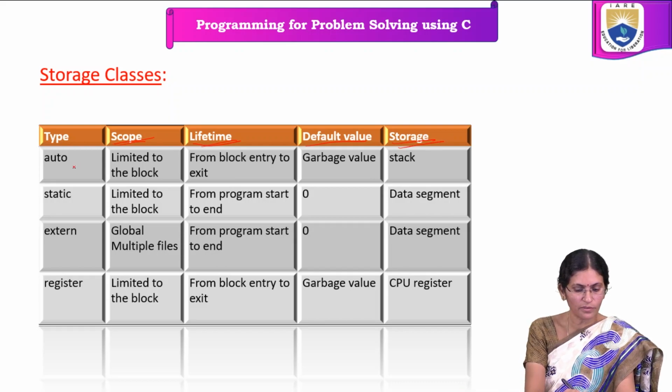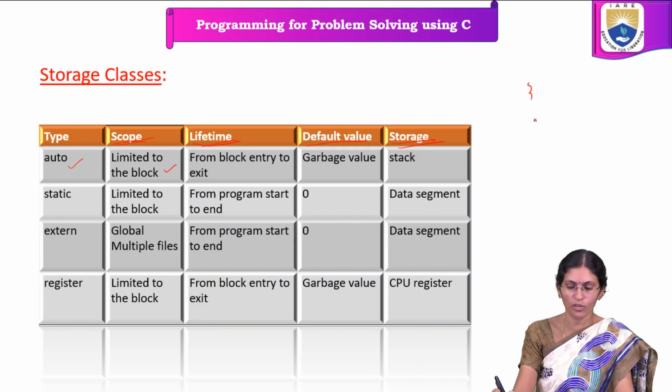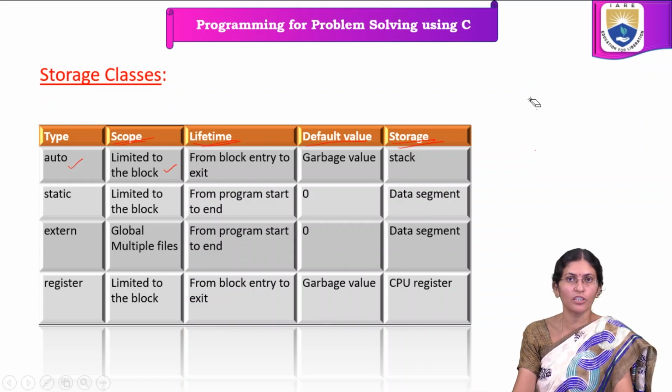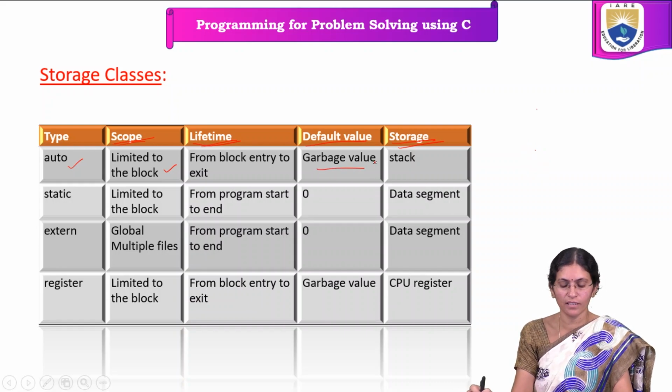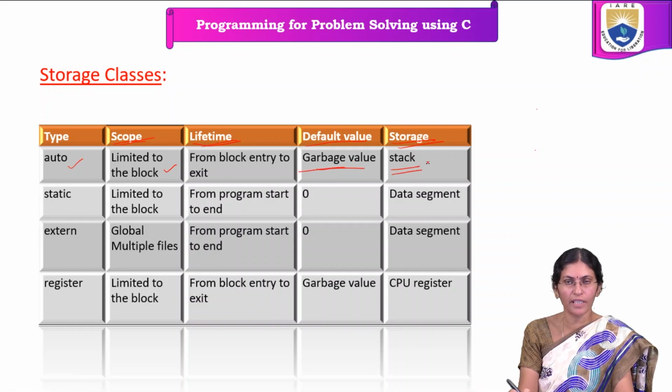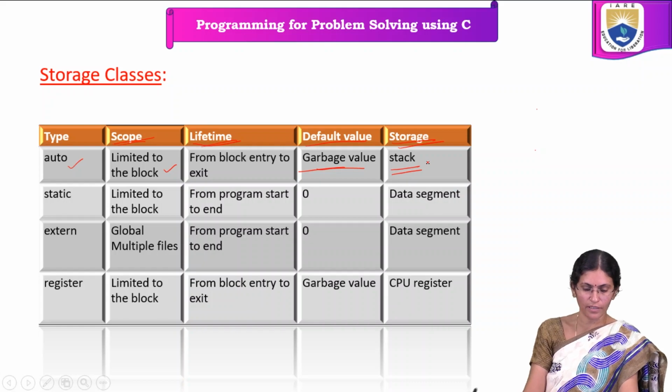If a variable comes under the auto storage class, then its scope is limited to the block where we have declared that variable; only there can we access it. Its lifetime is from the block entry to the block exit. If it is not initialized, it will have some garbage value, and the storage area is the stack.